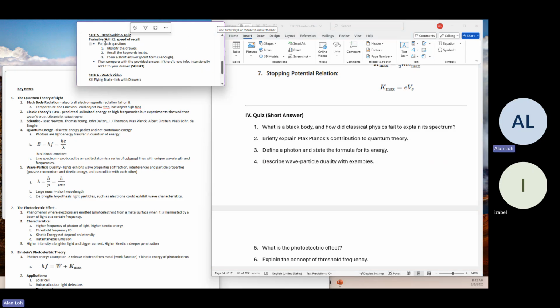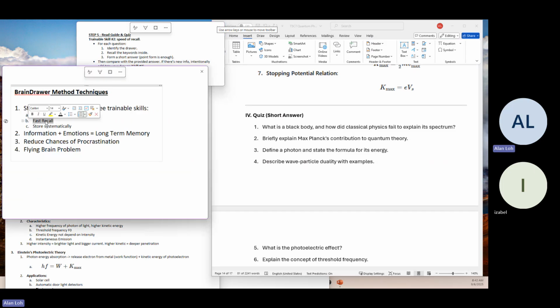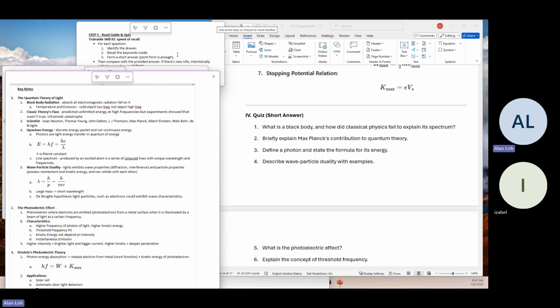Remember the trainable skill number two. Yeah, number 2, fast recall. You need to train your muscle memory to do it fast and by yourself automatically. So how do we do that?